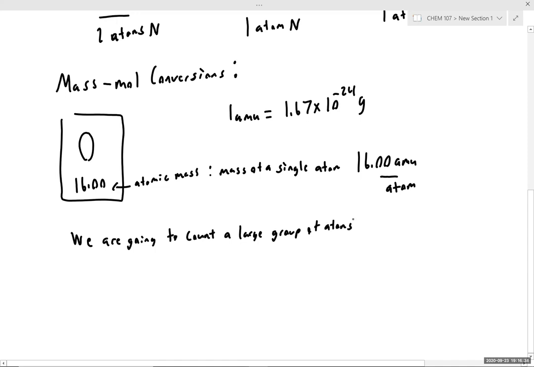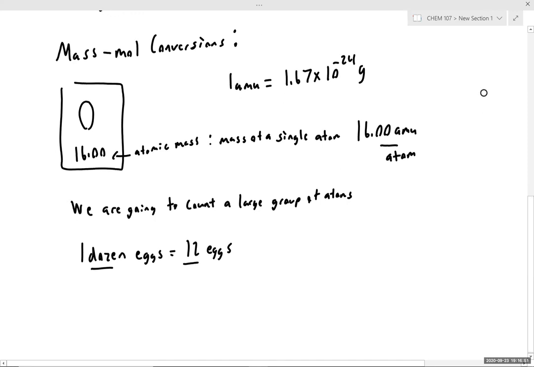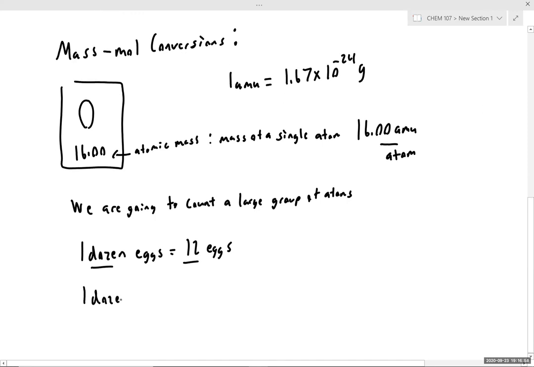And the method of counting that we use, so rather than a dozen, so we know a dozen of something, like a dozen eggs, for example, would be equal to 12 eggs. So we count a dozen, that corresponds to 12 eggs, right? If I said I have a dozen atoms, how many atoms would I have? How many is in a dozen? 12. So we'd have 12 atoms.